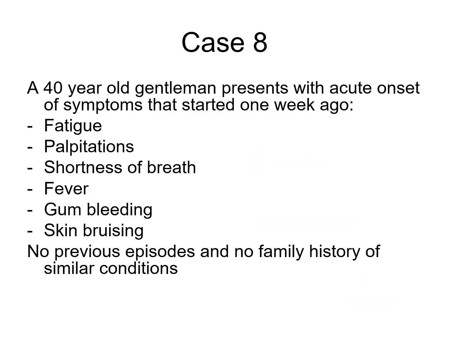Moving on to case number 8. Case number 8 is about a 40-year-old gentleman who presents with acute onset of symptoms that started 1 week ago. The symptoms are fatigue, palpitations, and shortness of breath again, so anemia symptoms, plus fever, gum bleeding, and skin bruising. Overall, these symptoms again suggest bone marrow failure, with problems producing healthy red cells, white blood cells, and platelets.